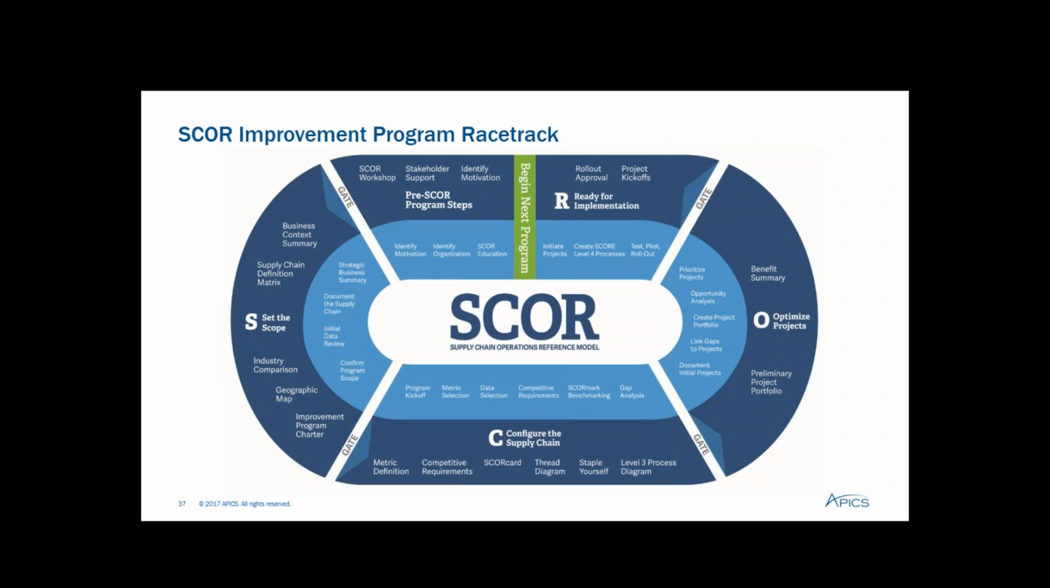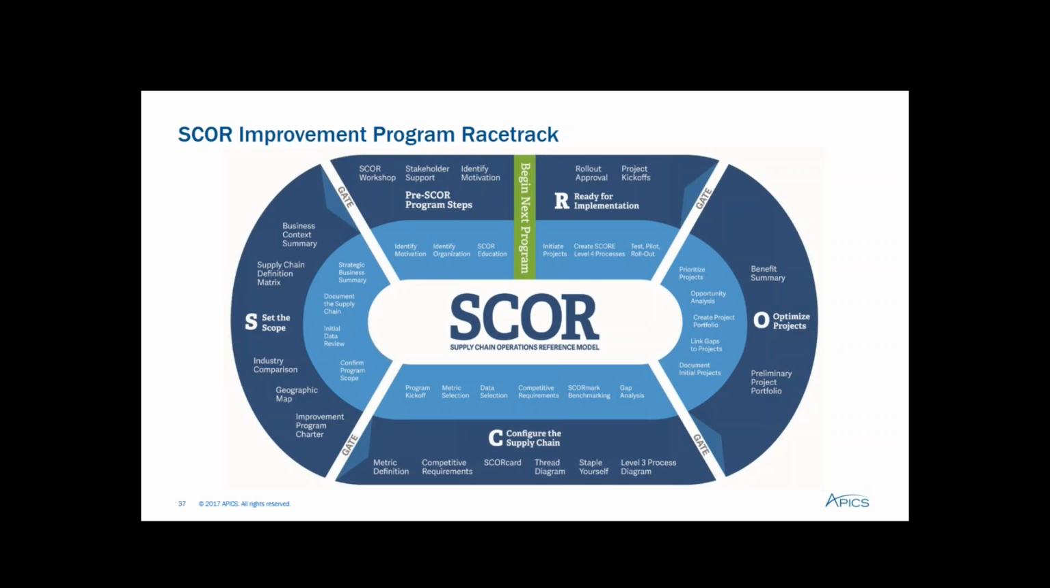SCOR implementation begins with identifying the improvement motivation, forming a SCOR improvement program organization, and delivery of SCOR education. After that, it's time to set the scope. Included in these activities are documenting the business environment, defining the scope of the supply chain involvement in the improvement program, summarizing the business context for supply chain improvement, documenting and prioritizing the supply chain, collection of initial supply chain data, and drafting the improvement program charter.